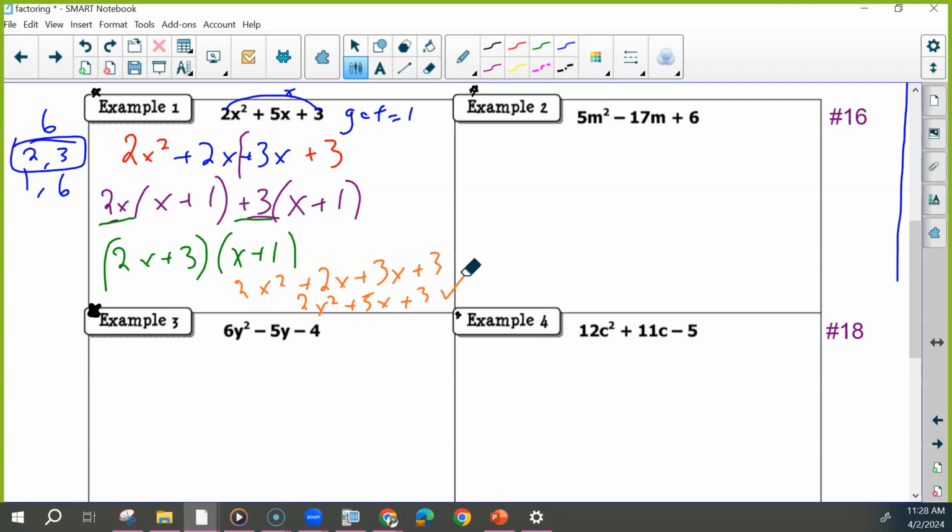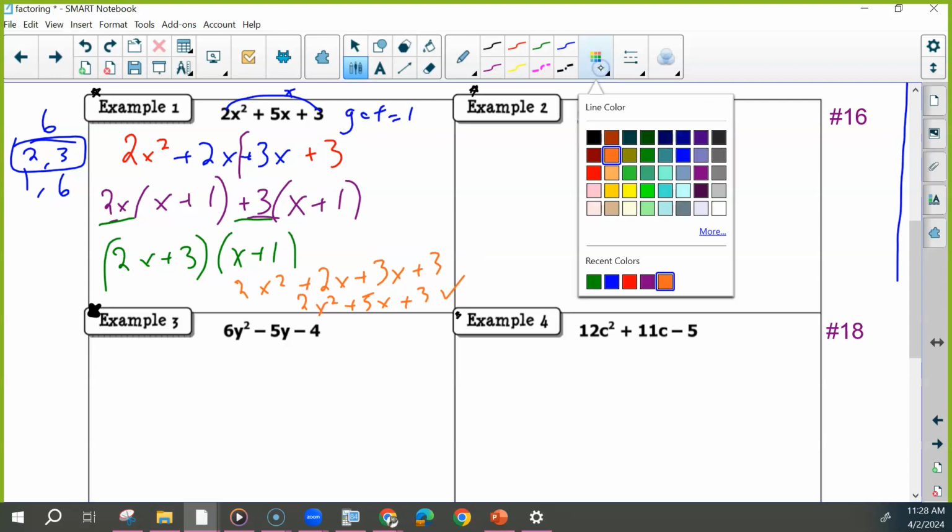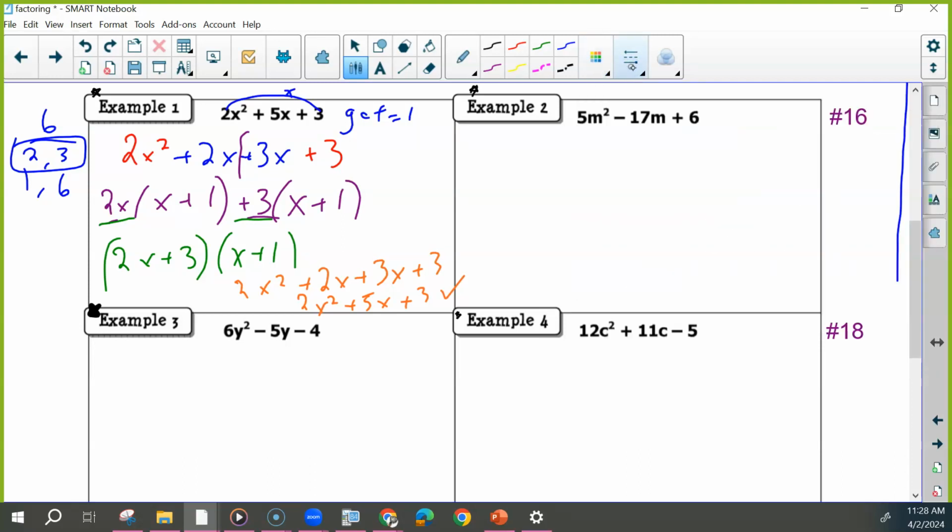What questions do we have so far? Let's try example 2. Does that one have a GCF? No. Other than 1. So then multiply 5 and 6. 30. And we're looking for factors of 30.